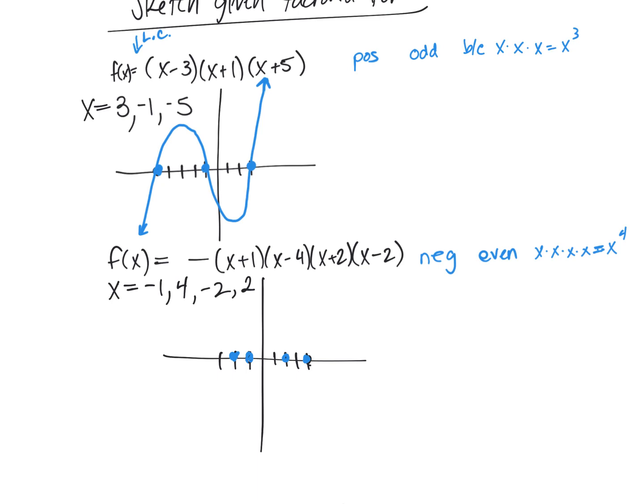Show me with your hands. It's negative even. Negative even. Both down, right? So both arrows are down. And then we'll just pass through my points. Okay?